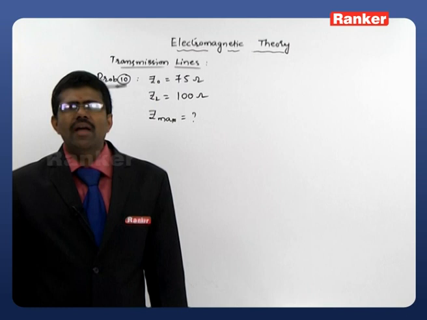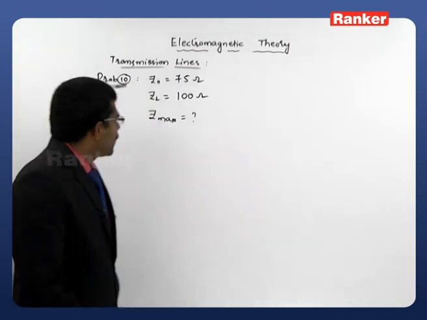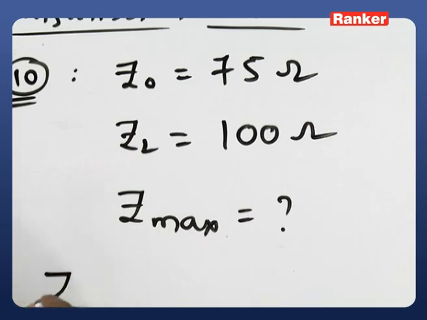So what is the formula for maximum impedance on the transmission line? Just recollect what we discussed for our input impedance. Z max we require, right?